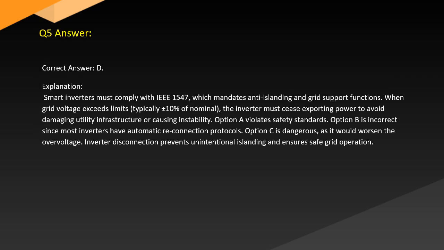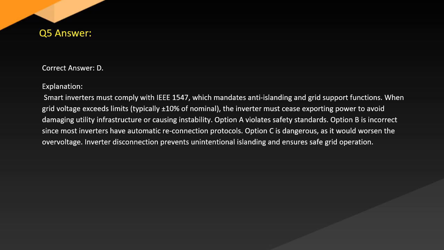Answer. Correct answer: D. Explanation. Smart inverters must comply with IEEE 1547, which mandates anti-islanding and grid support functions. When grid voltage exceeds limits, typically plus 10% of nominal, the inverter must cease exporting power to avoid damaging utility infrastructure or causing instability. Option A violates safety standards.